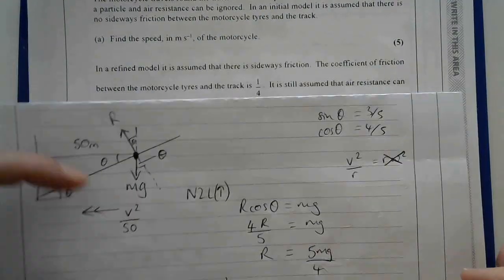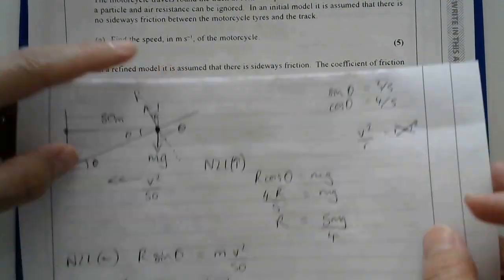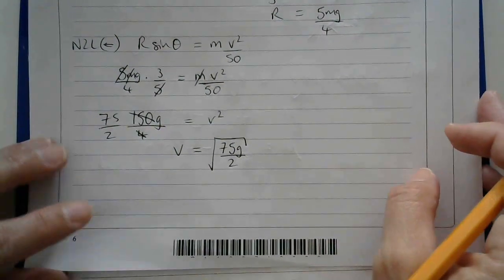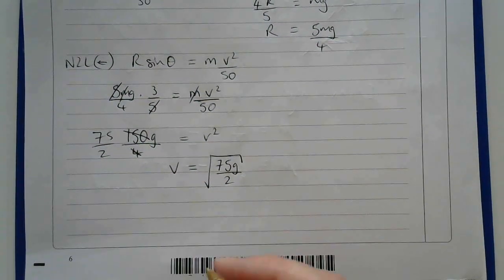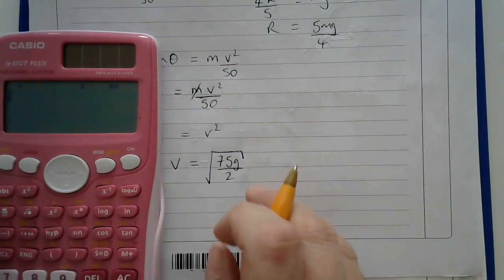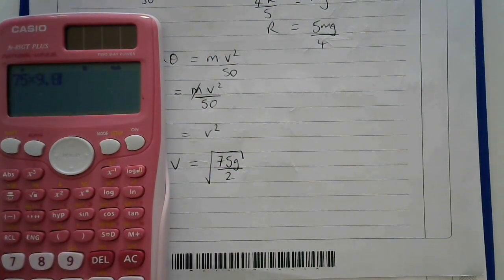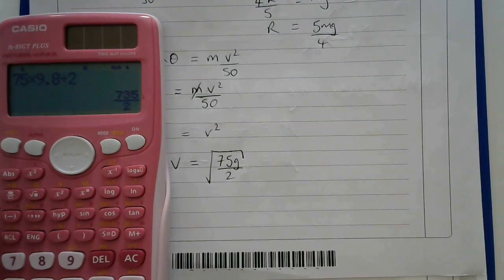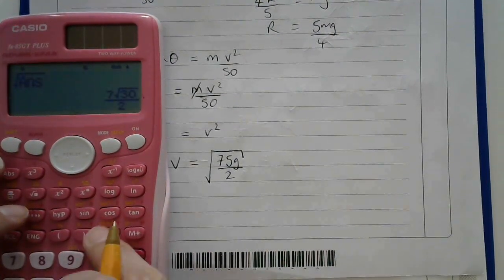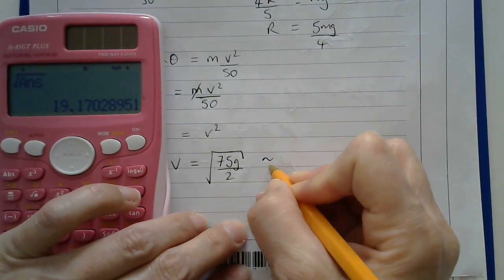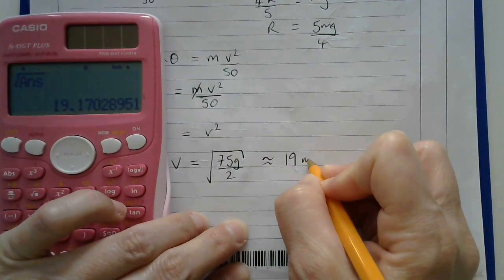Okay, I'll just see how they wanted. They wanted the speed in meters per second. So I could leave it like that, or I could multiply 75 times 9.8 divided by 2 and then square root it. And so that is roughly 19 meters per second.